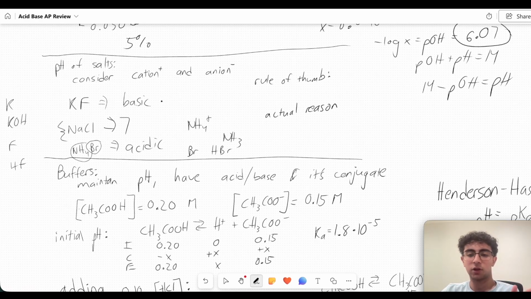If it comes from a strong acid, it's acidic. Strong acid, weak base, it's acidic. Strong base, weak acid, it's basic. And then strong, strong, it's neutral. Weak, weak, you'll never get. So that's kind of the rule of thumb.